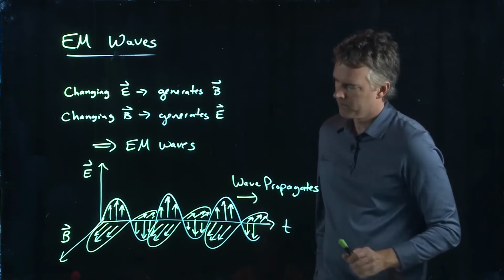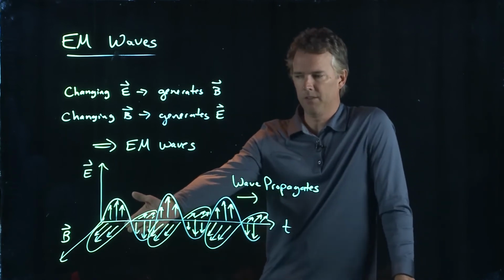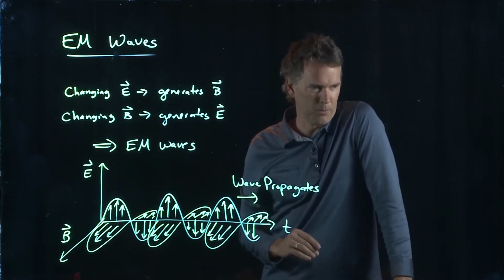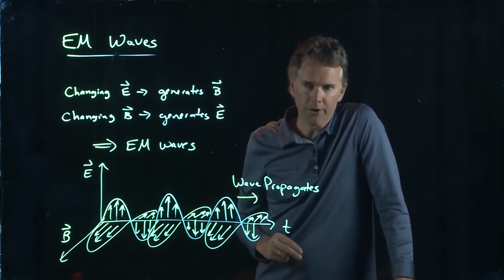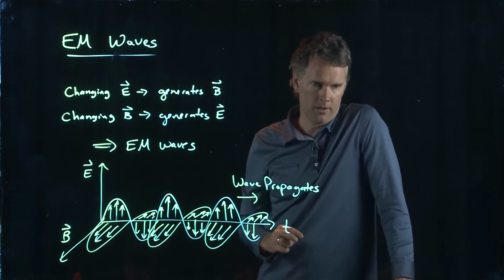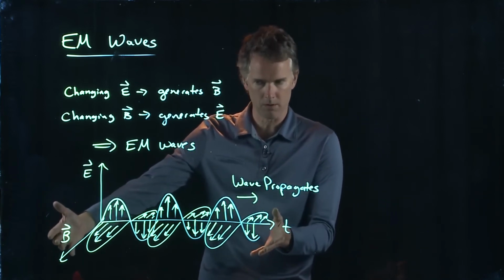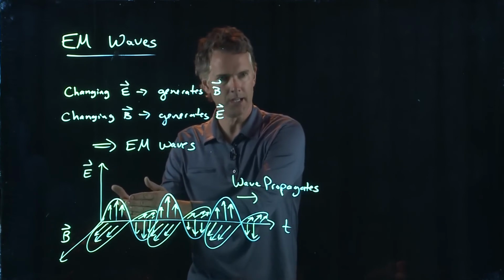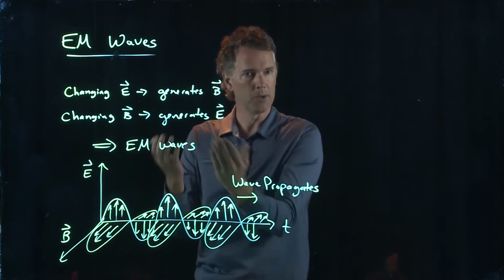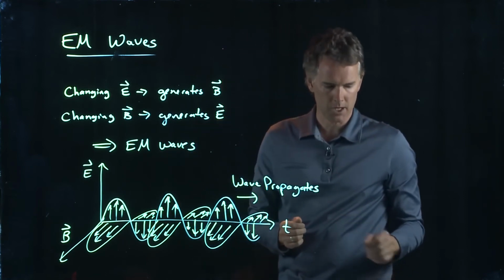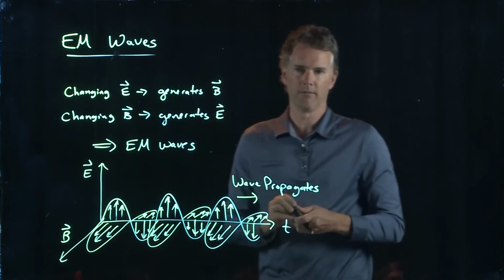So, what is weird about this? What's weird about this is there's no charges anymore. There's no wires of current anymore. These things can just propagate on their own because the changing E field creates a B field, the changing B field creates an E field, and they just keep going like that, sloshing back and forth. And this is called an electromagnetic wave.